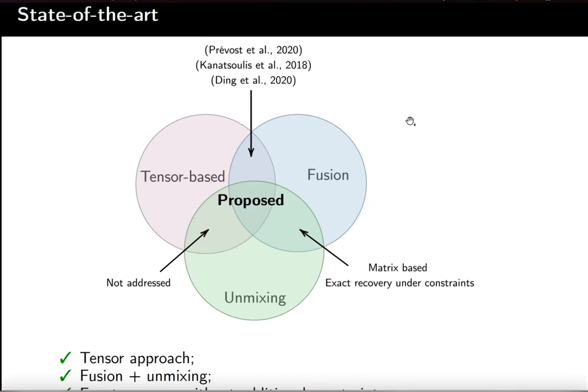Now I will introduce the proposed approach. For a little bit of context, although there are lots of tensor-based super resolution methods nowadays, the joint problem of fusion and unmixing was not addressed with tensor modeling. On the other hand, there are some matrix approaches that are able to perform both fusion and unmixing, but their conditions for exact recovery were based on additional constraints on the low-rank factors. So my approach is a bit of a mix of these three. It's a tensor-based approach for both fusion and unmixing.